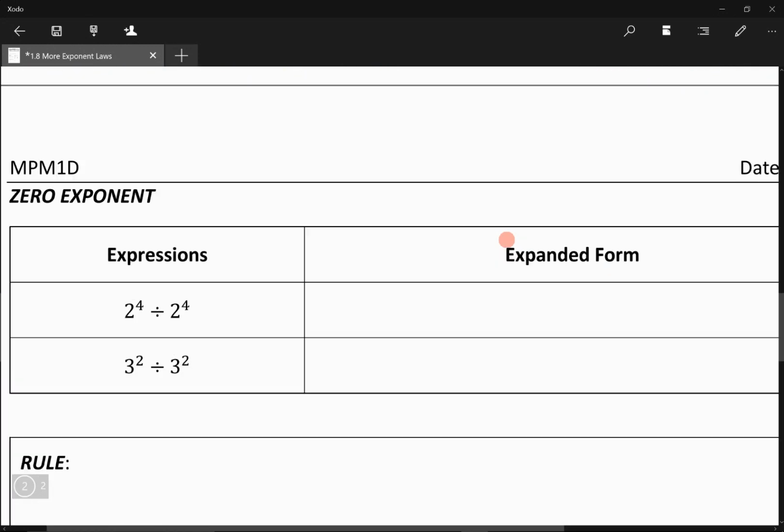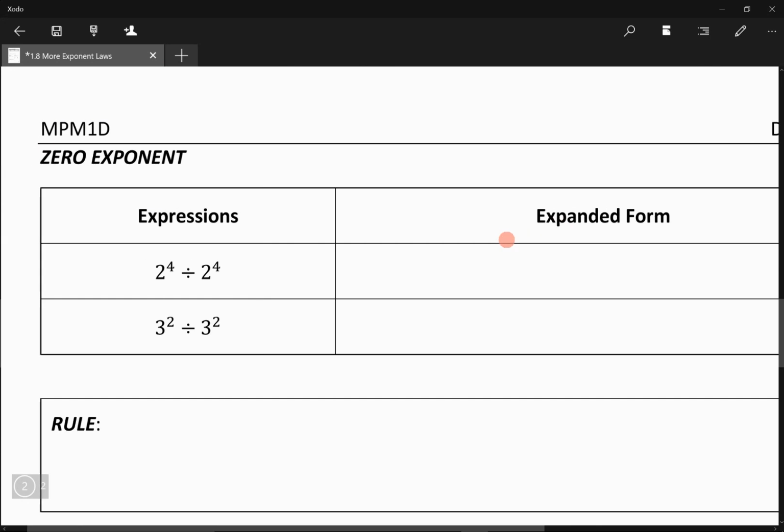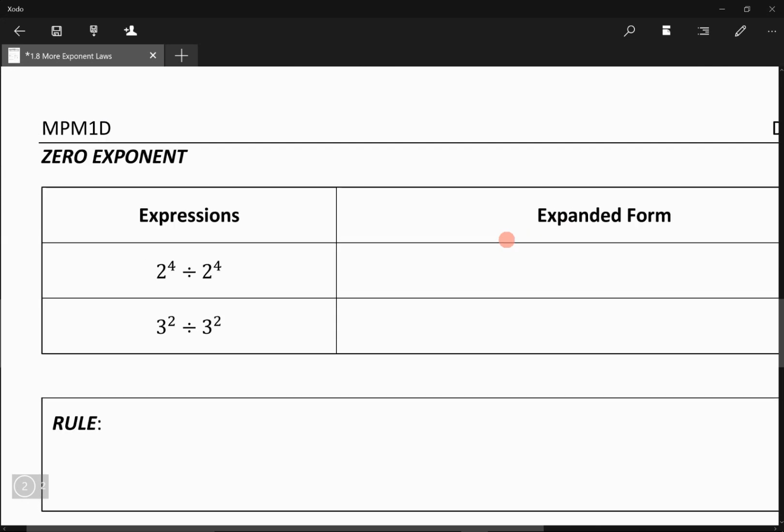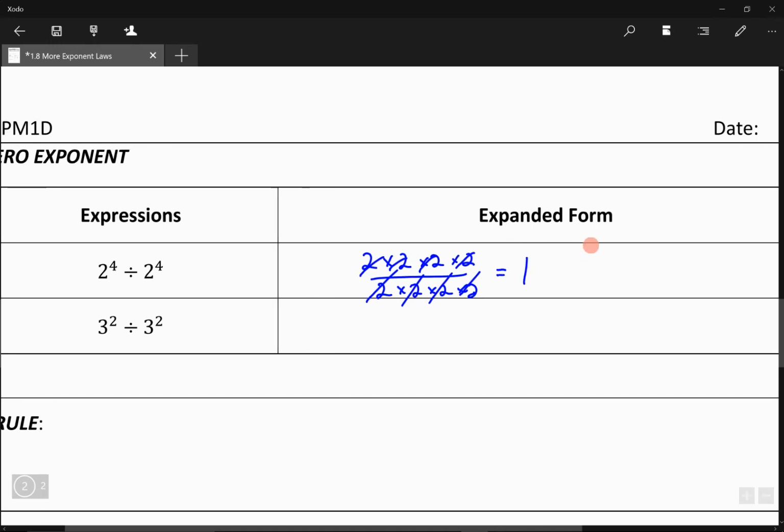So 0 exponent. So what's happening here? 2 to the power 4 divided by 2 to the power 4. Well, that's just 2 times 2 times 2 times 2 over 2 times 2 times 2 times 2. All of them cancel out, and guess what? You get 1. Okay? 2 divided by 2 is 1. Same thing, 3 squared divided by 3 squared, so 3 times 3 over 3 times 3. They cancel out. You get 1.